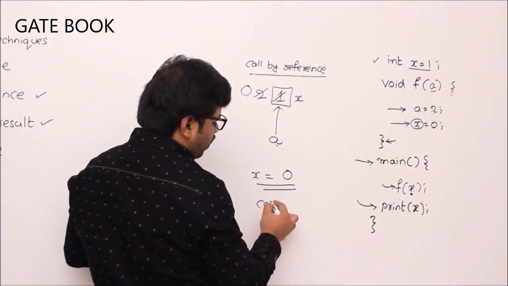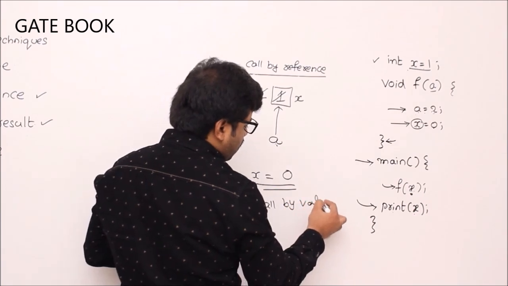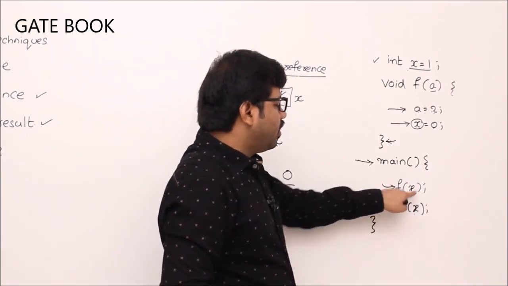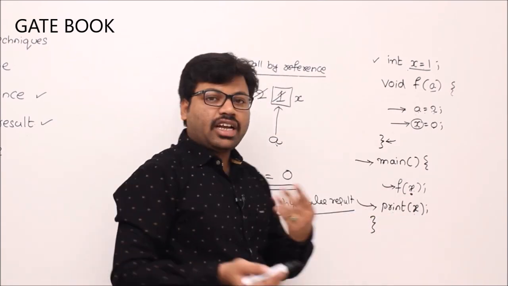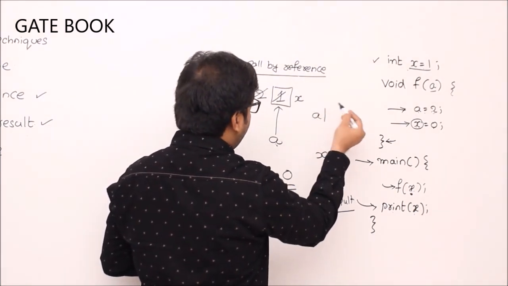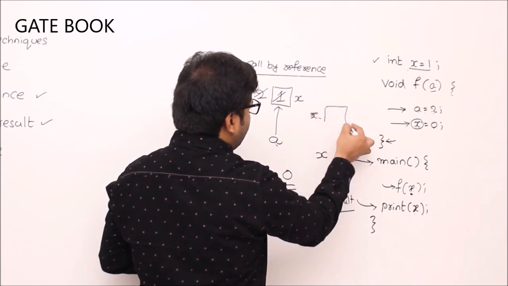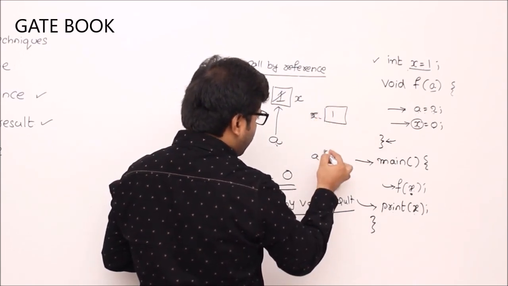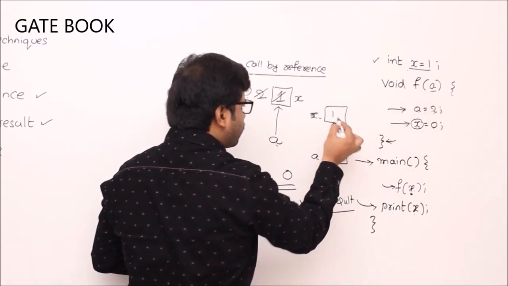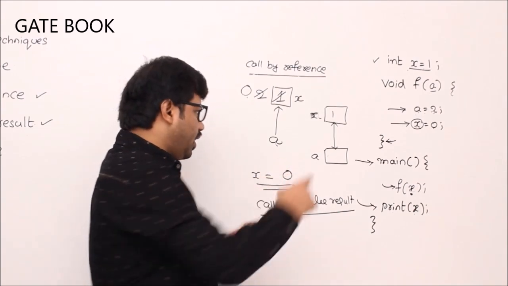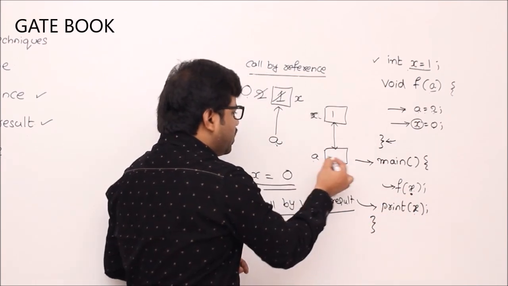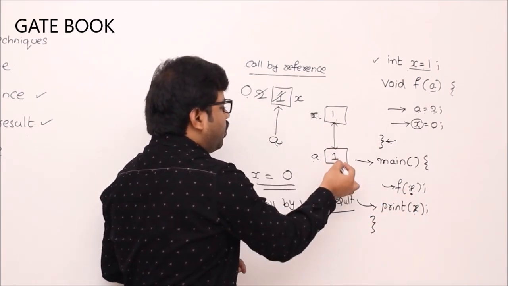Okay, in call by value result, let's see what happens. Let's begin here. Initially, what is the relationship between a comma x in call by value result? x and a are two different copies. So here initially x has value 1 and a is the corresponding parameter for x. So they are linked like this. Now it is a separate copy. Whenever you call f of x, a gets the value of x, which is nothing but 1.